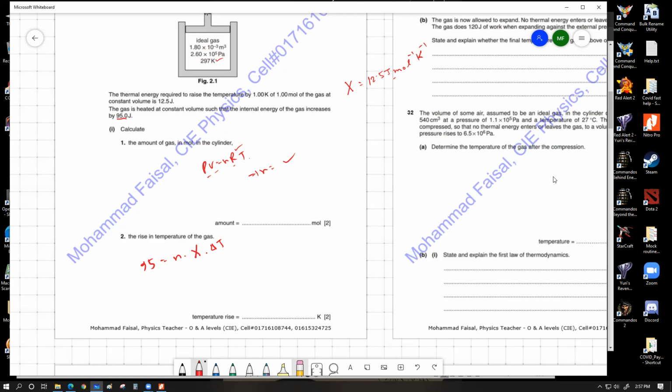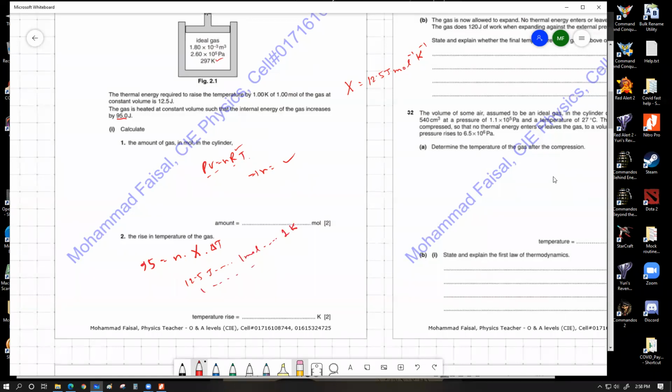Or if you are not comfortable remembering this, if you don't want to remember this, there is a very simple way. You can go by unitary method as well. So if you want to go by unitary method, this is how we do it. Not 95, I'll start by 12.5. That is, 12.5 joule energy increases the temperature of 1 mole of gas by 1 Kelvin.